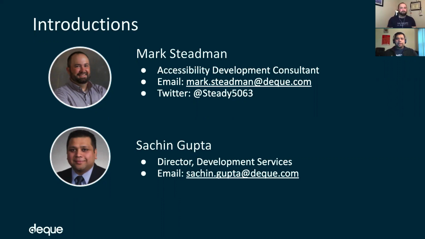Thank you, Mark. Hi, everyone. My name is Sachin Gupta. I'm the Director of Development Services here at DQ. My biggest qualification is this guy here works on my team. So dope. I've been in this space for about 5 years. In addition to being in the program management space, I've also self-taught some document accessibility, and then I lead a team of accessibility developers here at DQ.